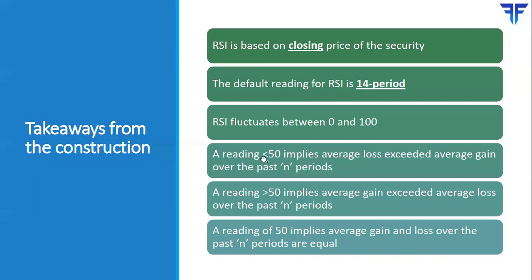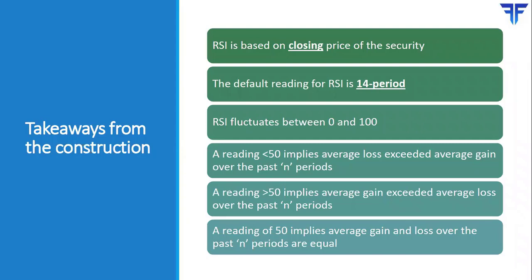So as you can see from the final 3 points, whenever the RSI is below 50, it implies that average loss exceeds average gains over the past n periods. Whenever the RSI is above 50, it implies that average gain exceeds average loss over the past n periods. And finally, whenever the RSI value is exactly 50, it tells you that average gains and average losses over the past n periods are equal and market is in a state of equilibrium.